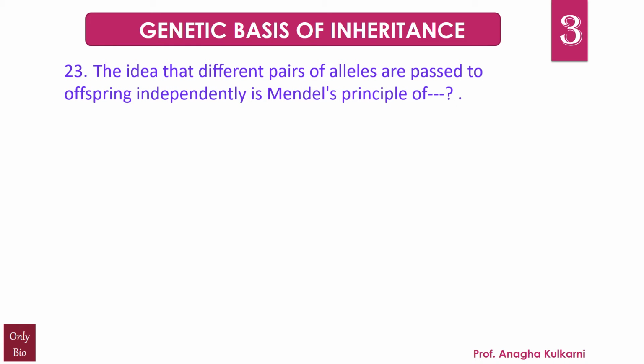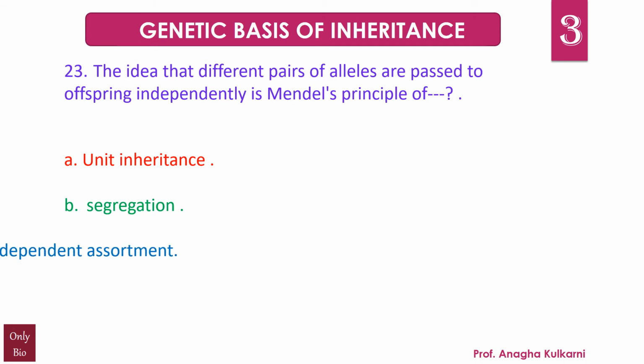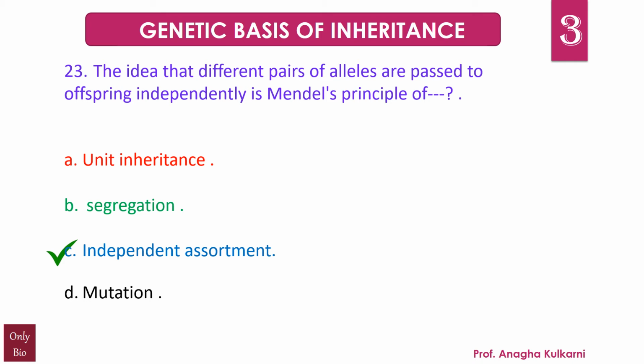Question number 23. The idea that different pairs of alleles are passed to offsprings independently is Mendel's principle of dash. A. Unit inheritance. B. Segregation. C. Independent assortment. D. Mutation. And the correct answer for this question is C. So the idea that different pairs of alleles are passed to offsprings independently is Mendel's principle of independent assortment.